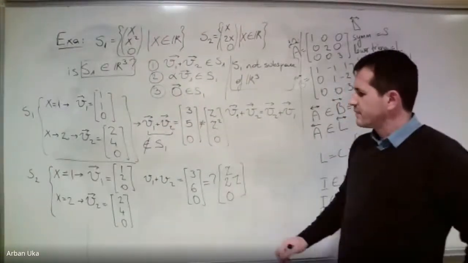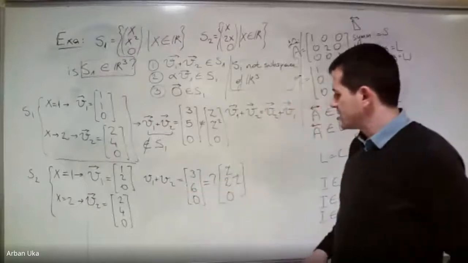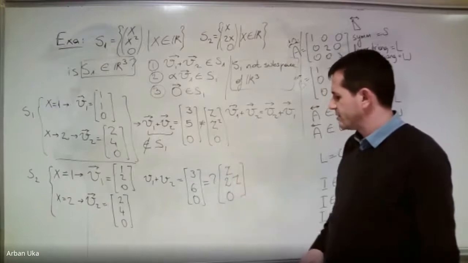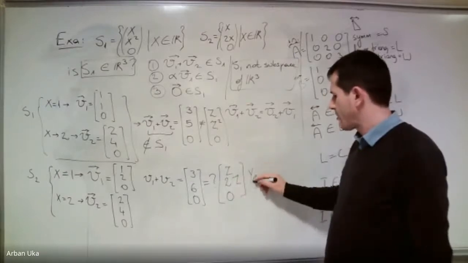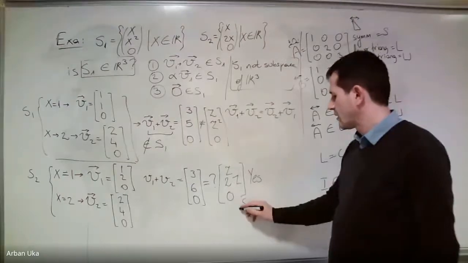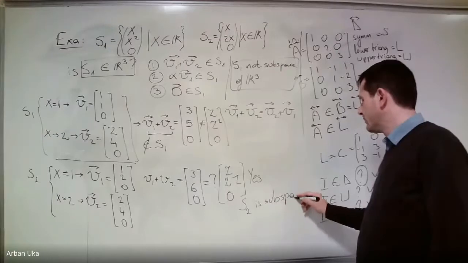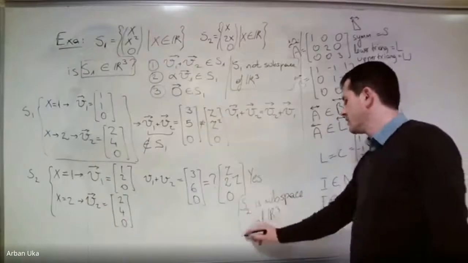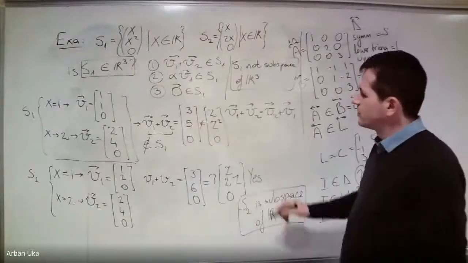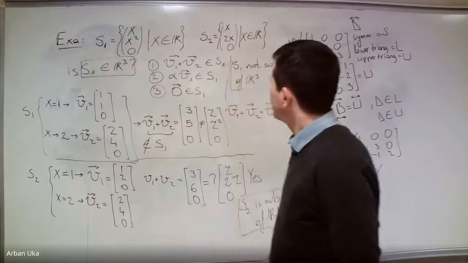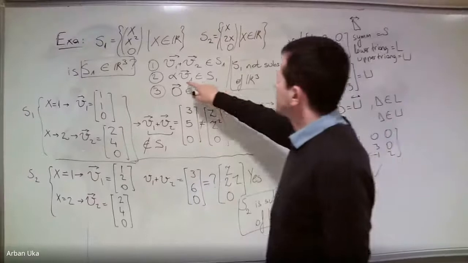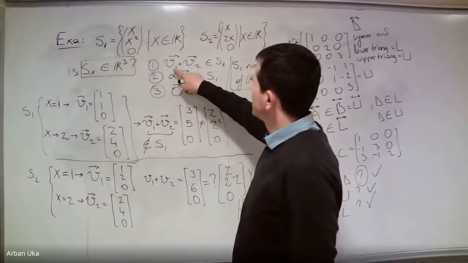So the question is this. We did V1 plus V2, we get these numbers, and now we ask the question, does this vector satisfy this condition? What do you think? It satisfies. Okay, so we say that S2 is a subspace of R3. So this is what we should be checking for. In fact, we can also check the other property, but we did only this analysis for the moment.